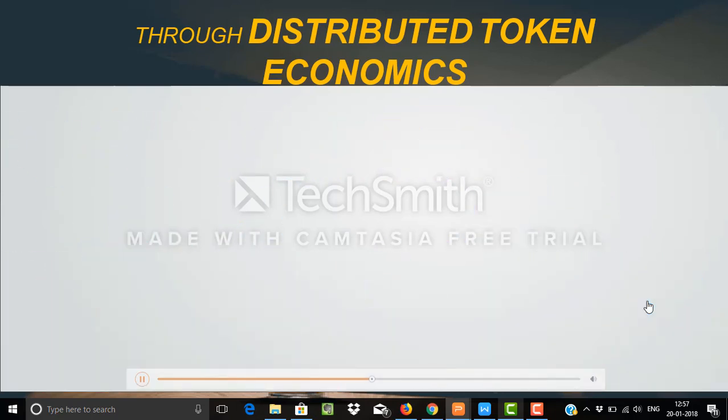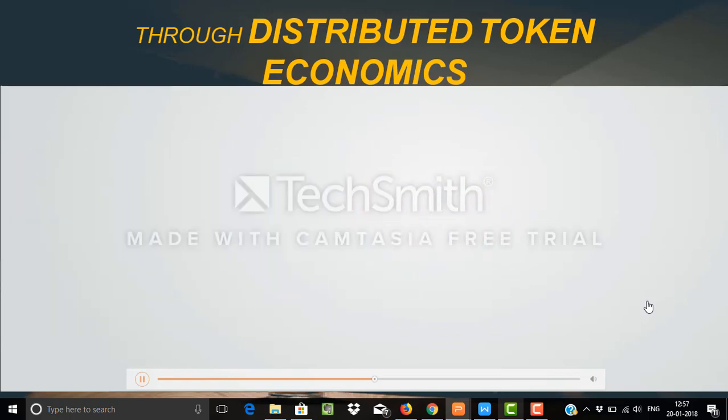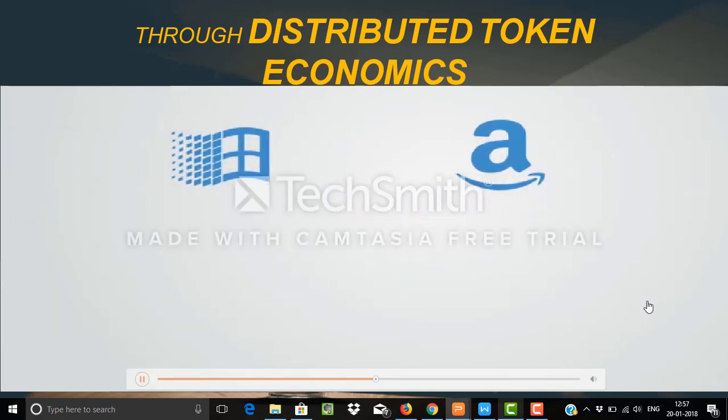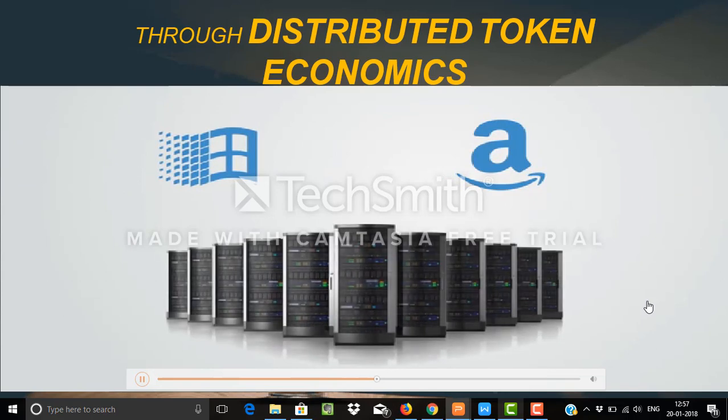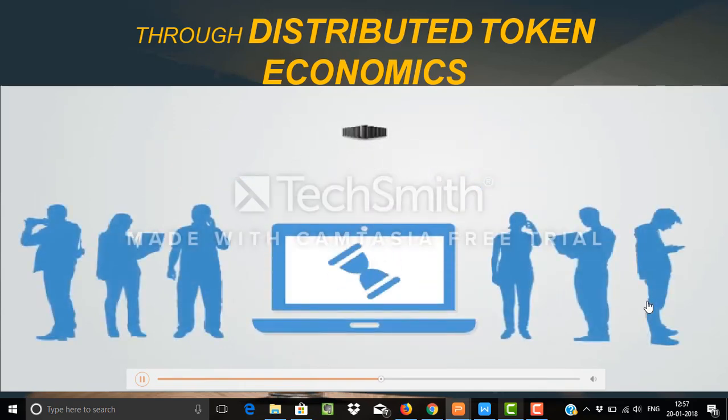To illustrate how this works, let's think about the service of cloud data storage. Currently, this is provided by a limited number of enterprises like Amazon and Microsoft. These centralized organizations have huge data centers, but still, those data centers are only a very small fraction of the storage capacity in the world. Most of the storage is in the personal computing devices of end users, and most of that is not being used.